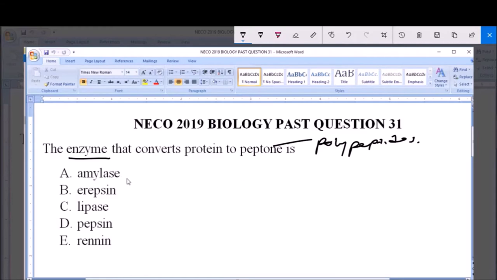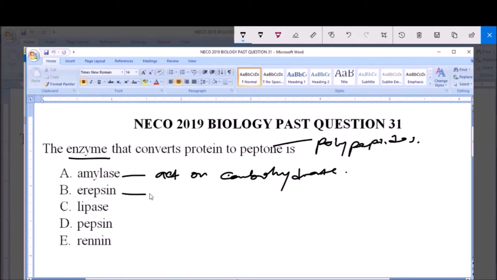Now, option A says amylase. Amylase is usually referred to as a group of enzymes that act on carbohydrates. So, amylase is a general name for the group of enzymes that act on carbohydrate food. That's for amylase. Therefore, they do not act on protein.